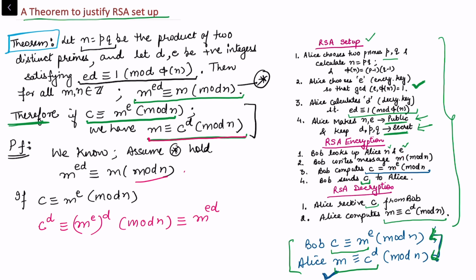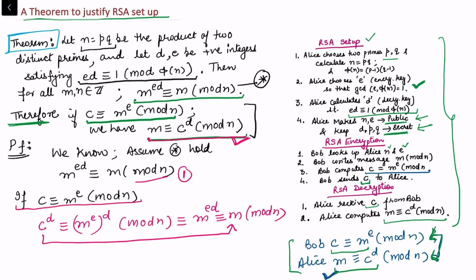We assume that this one is true. Now m to the power ed is congruent to m mod n. So we get c to the power d is congruent to m. This proves the second congruence. If I assume the first congruence holds, then the second congruence also holds. This establishes the fact that if we can prove that m raised to the power ed is congruent to m mod n with these given conditions, then the other congruence obviously holds. Somebody selects a message in this format that can be deciphered.